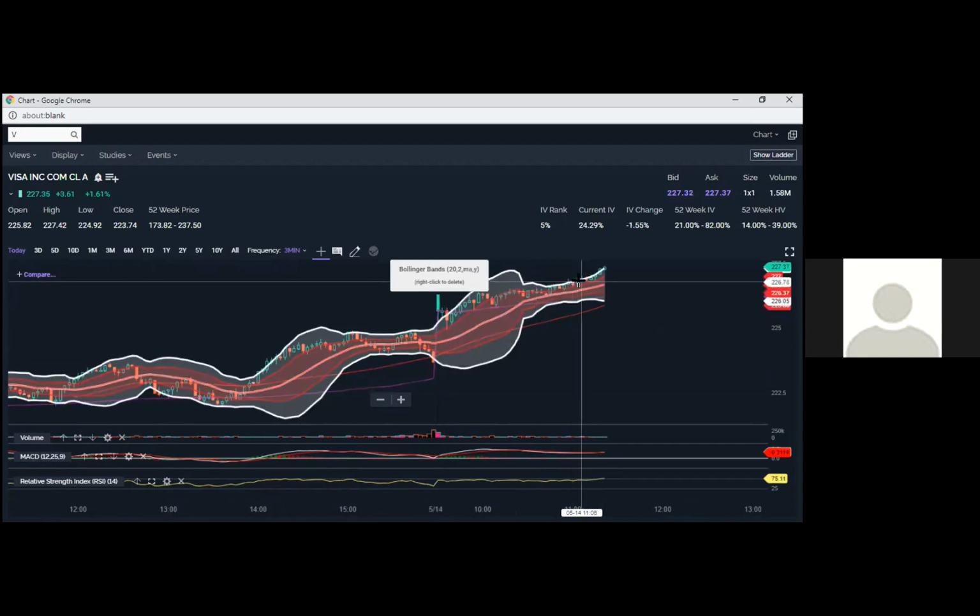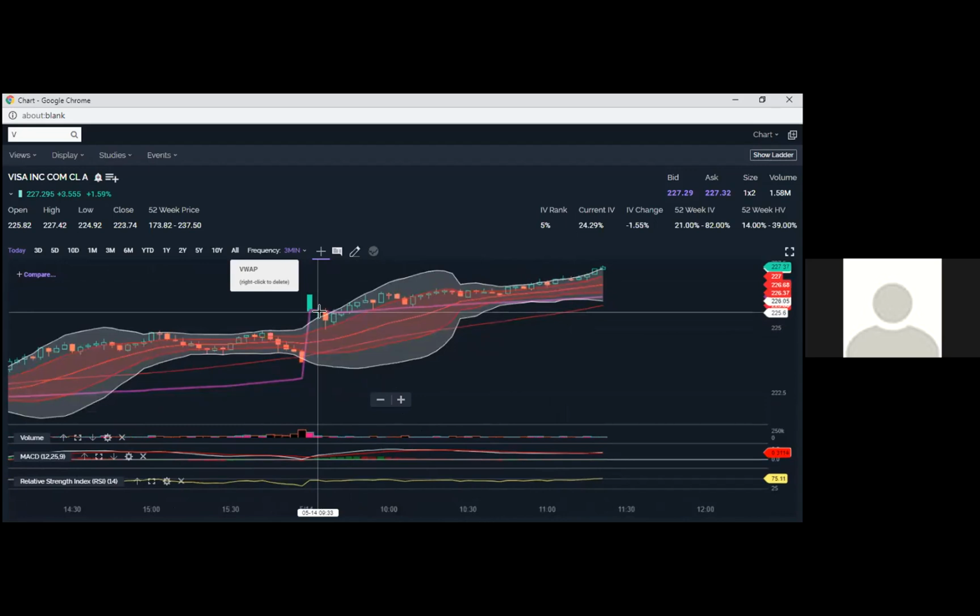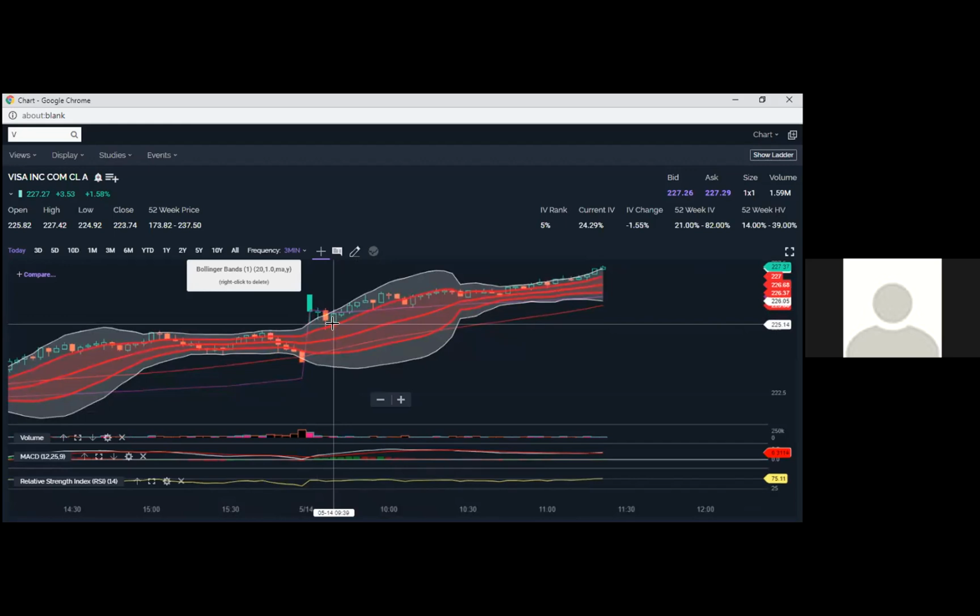And now right now, Visa is in a bullish trend. If you can see here, it's trading in between the 2. And if you day traded Visa, let's say you bought it here when it bounced off the top of standard deviation number 1.